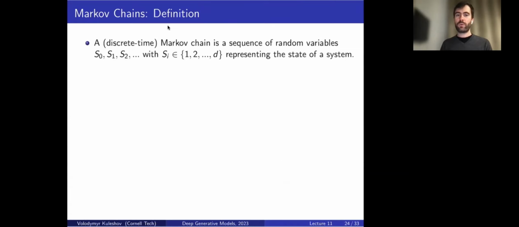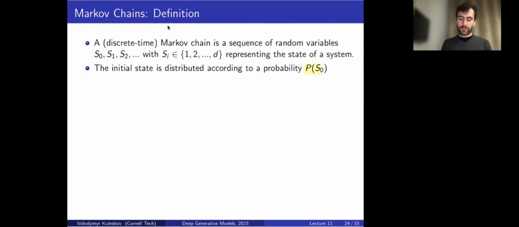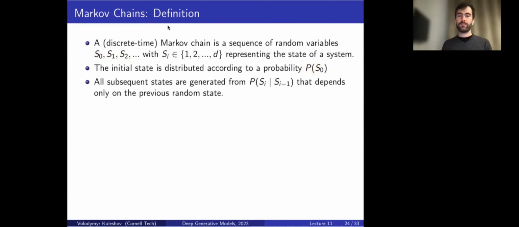So first of all, what is a Markov chain? A Markov chain is a sequence of random variables, which I'm going to denote by S0, S1, S2, and you can think of S as being a state. We start with some distribution over the initial state, and then we have a transition operator that tells us the probability of going to one state when we're in another state.